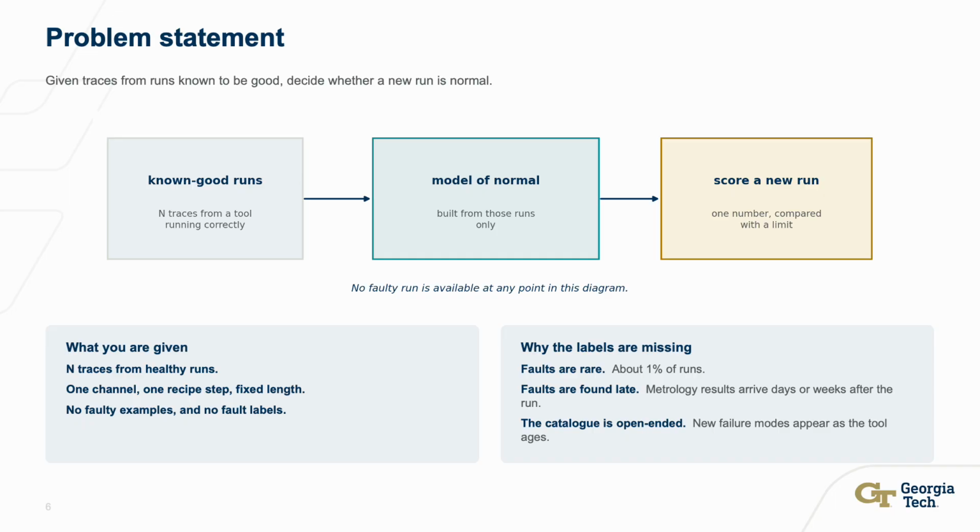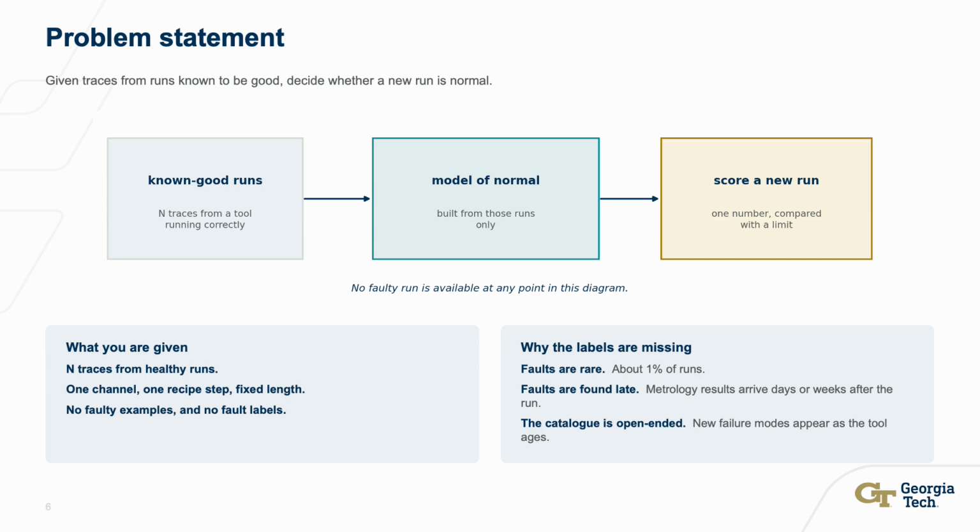Notice what is absent from the diagram. There are no faulty runs in it anywhere. You do not have examples of what wrong looks like, and you cannot ask for them. Three reasons. Faults are rare, around 1% of runs. And when they do happen, you find out late because the evidence is a metrology result that arrives days later. And the list of possible faults is open-ended because a tool that has been running for 2 years finds new ways to fail.